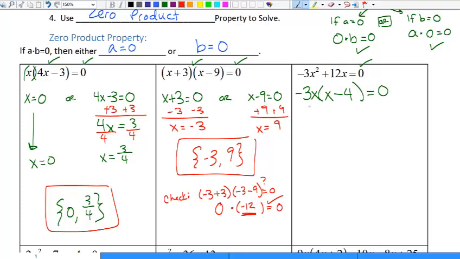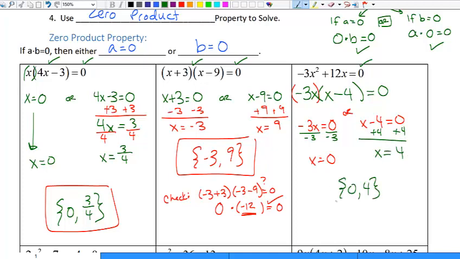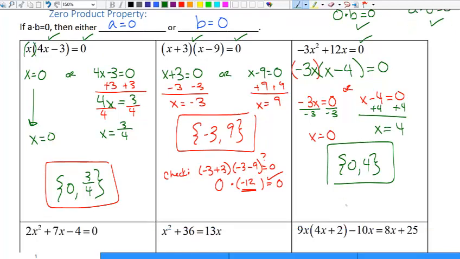Step 3 says set each factor with a variable in it equal to 0. So this -3x, because there's an x in the factor, I have to set it equal to 0. I'm also going to set x minus 4 equal to 0. And solve each of those linear terms. No x squared anymore, so these two equations are a whole lot easier to solve. So I'm getting 0 and 4. Now I could check that if I want, but I'm not going to check every problem. That's not required on this problem.